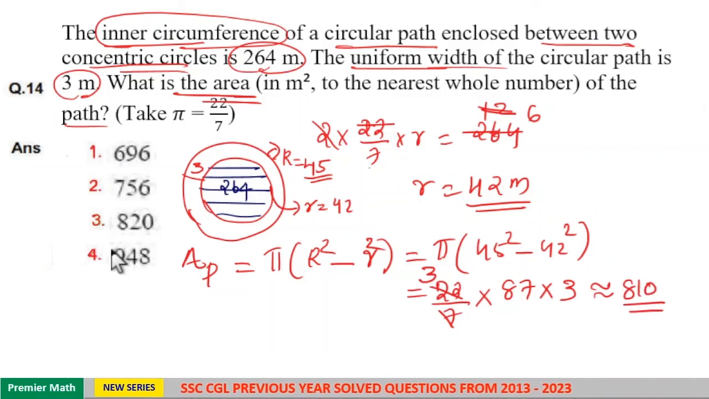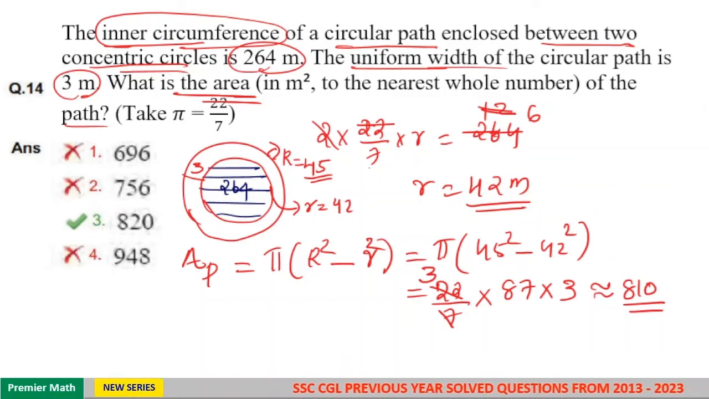Now, if you look at the options, you can see option 3 is your answer, because here options are varying. That's why I take this approximation. Options are varying. One is 6, one is 7, one starts with 8, one starts with 9. So I can approximate it. That is nearly 810. So option 3 is your answer.